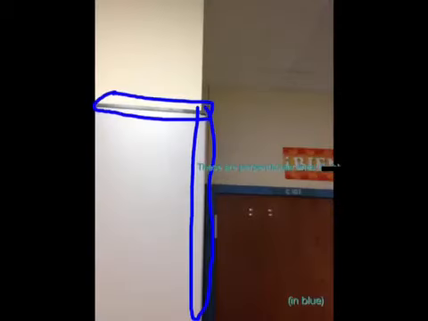These are perpendicular lines. Perpendicular lines normally intersect in some kind of way. These perpendicular lines are circled in blue.